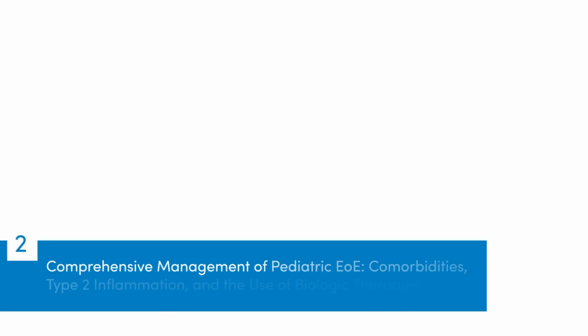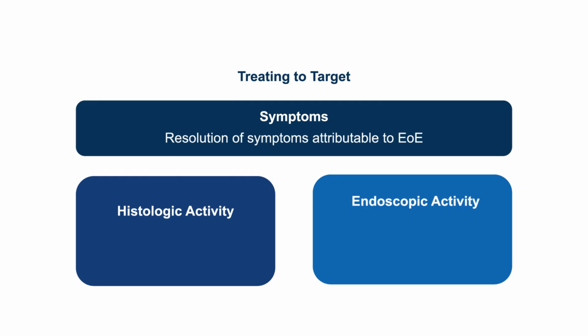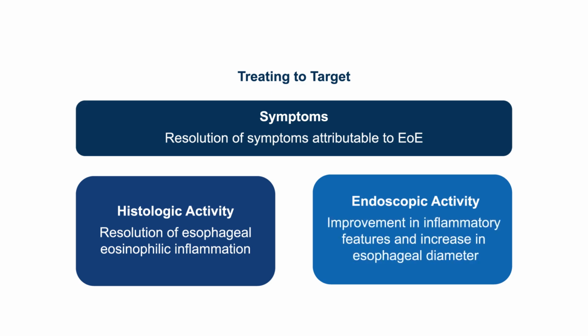The comprehensive management of pediatric EOE involves evaluating comorbidities, type 2 inflammation, and looking at the use of biologic therapies. The goal of treatment of EOE is to help patients' symptoms, histologic activity, and endoscopic activity. Our goal is to help resolve symptoms attributable to EOE, including dysphagia, abdominal pain, and nausea, resolve histologic activity, including the esophageal eosinophilic inflammation, and improve the endoscopic activity in these patients as well.